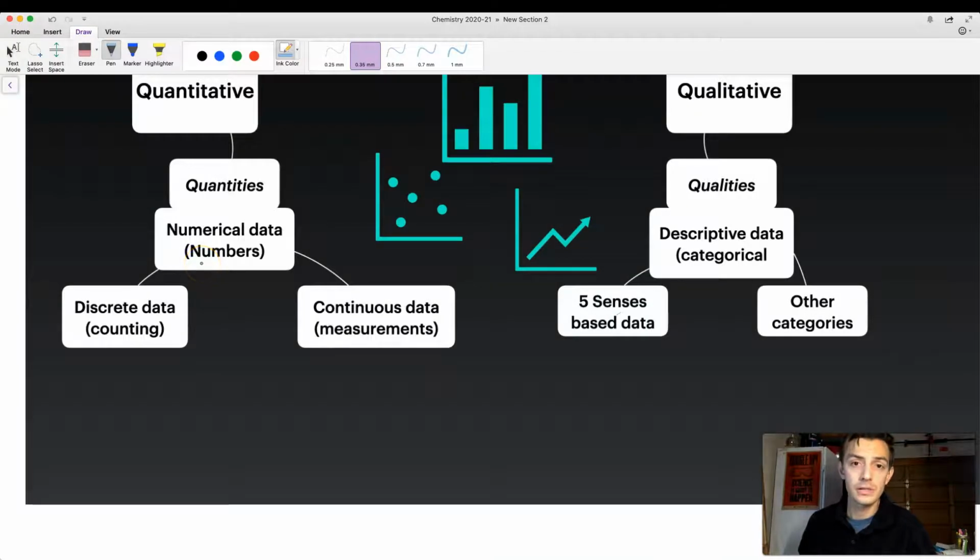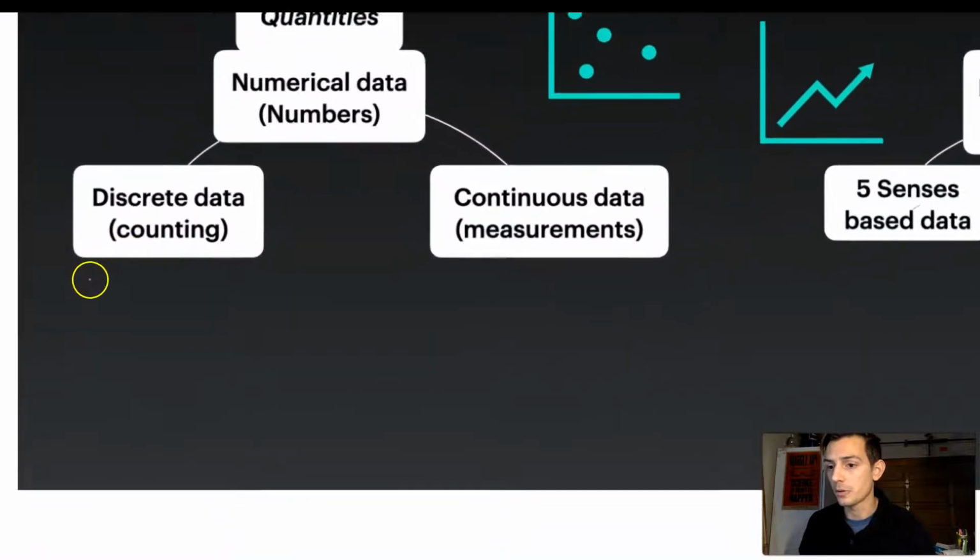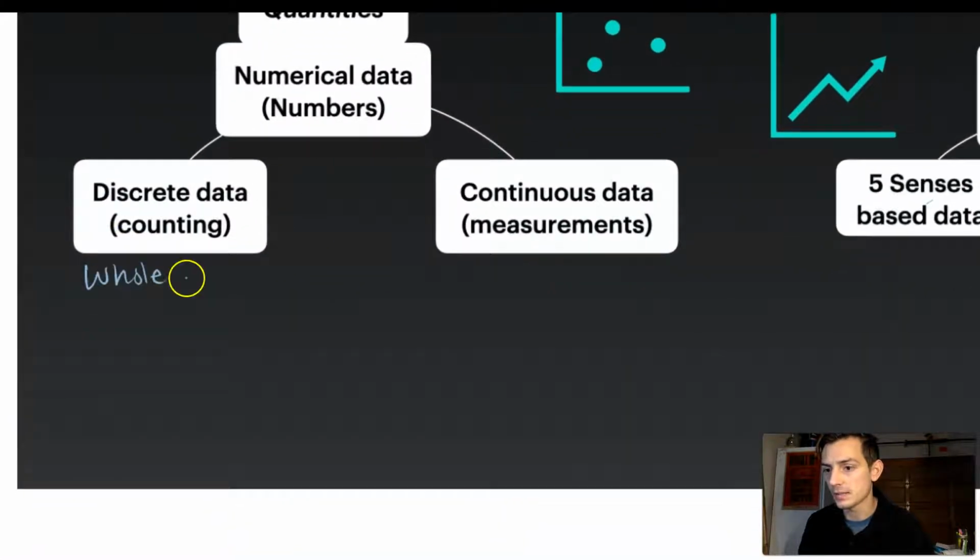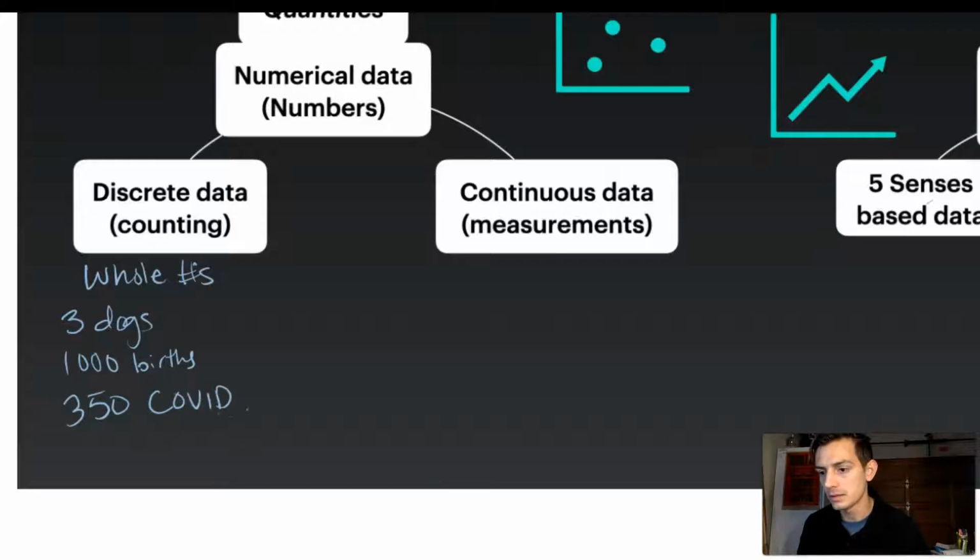So let's do some notes on the different types of data that we can get. Let's start with the discrete category. Whole numbers is really what defines this category. Here are some examples. 3 dogs, 1,000 births, how about 350 COVID cases? Okay? Those are different types of discrete data.